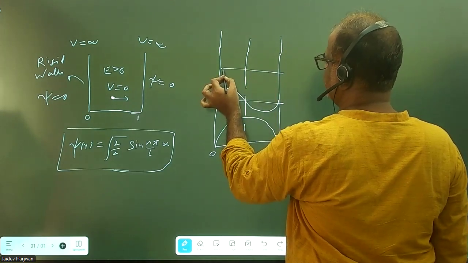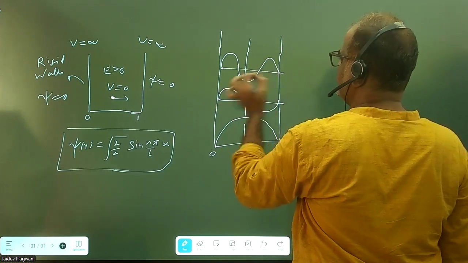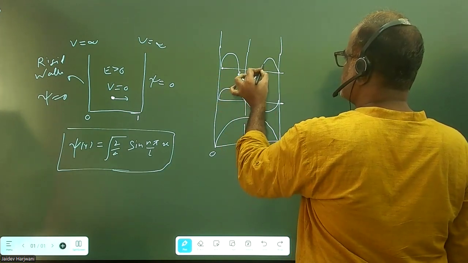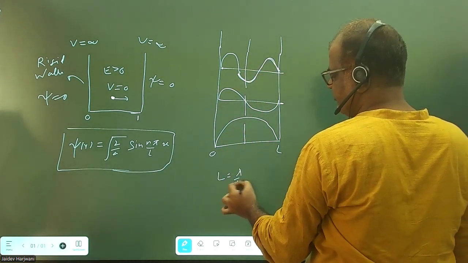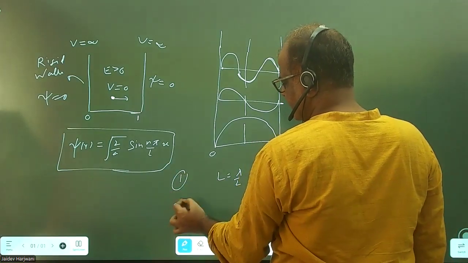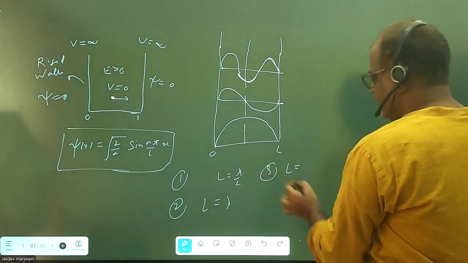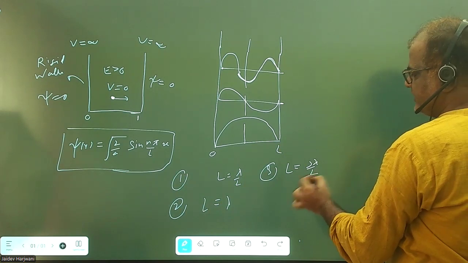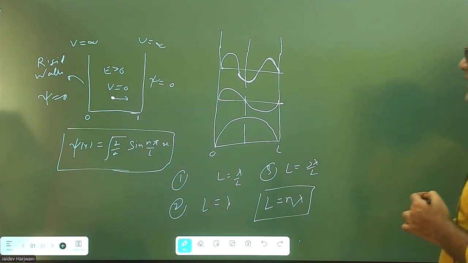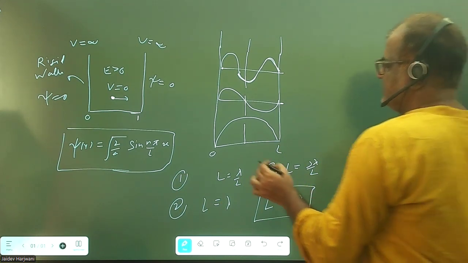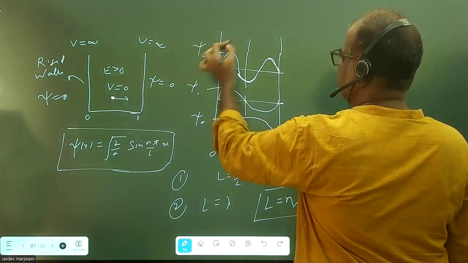The second excited state will be like this. For the first one, L will be lambda by 2. For the second, L will be lambda. For the third, we can easily prove this relation, L will be 3 lambda by 2. That is, L is equal to n lambda by 2. So these are the wave functions psi 0, psi 1, and psi 2.